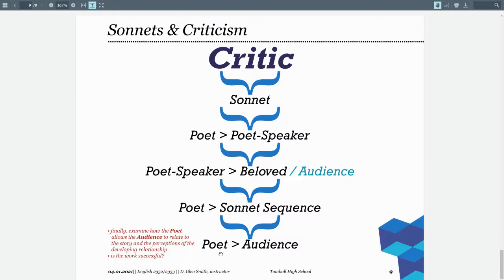Okay. The sonnet itself doesn't meet the form. The poet, him or herself. The poet speaker, him or herself. The beloved, the audience. And the relationship of the poet speaker to the beloved, the relationship of the poet speaker to the audience, and the relationship of the poet to the audience. Okay.